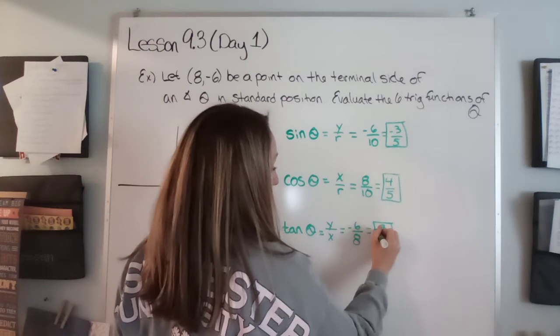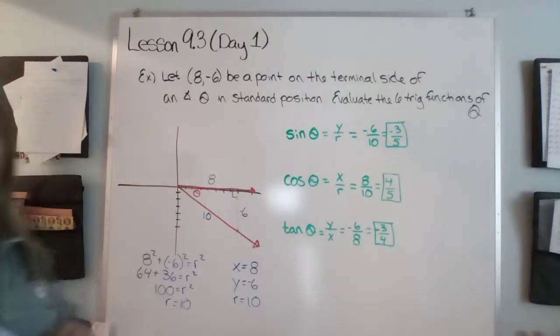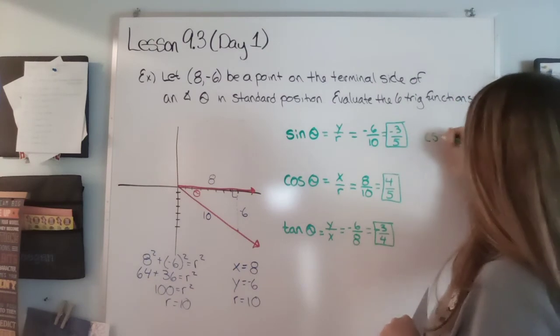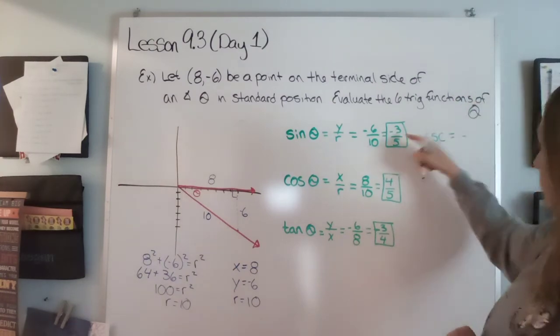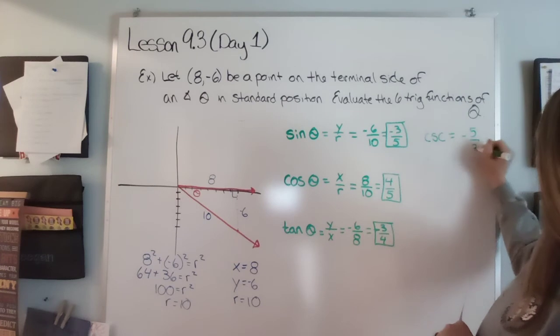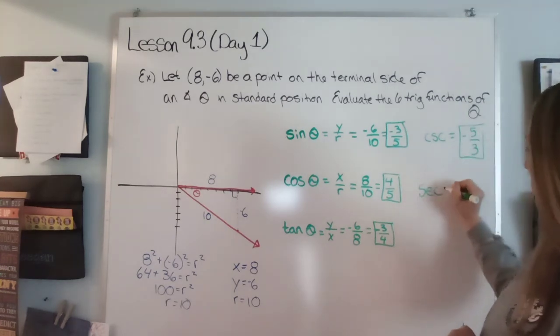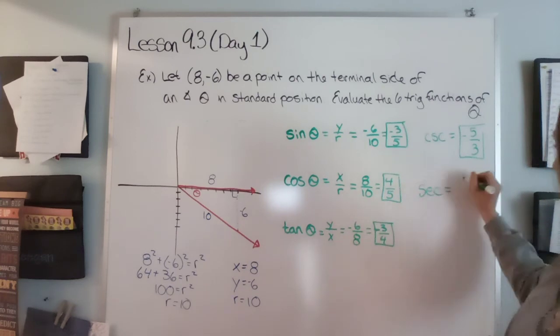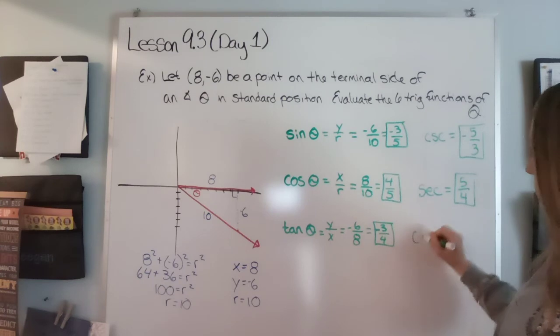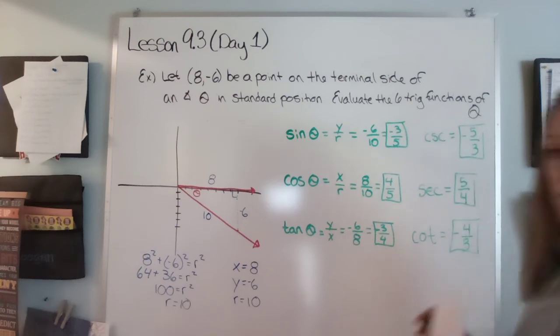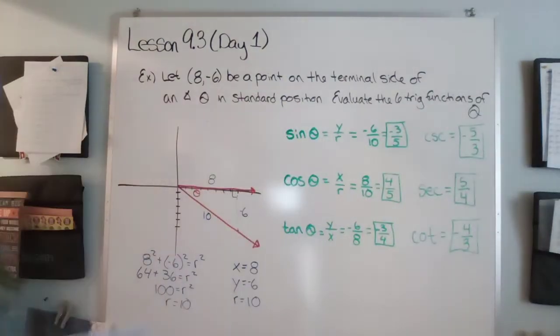Now, those are 3 of the 6. I need the reciprocals, right? So this is going to be cosecant, which is just the reciprocal, so I just flip it, -5 over 3. And then I'm going to have secant, which is the reciprocal of cosine, so flip it, 5 over 4. And then finally cotangent, again, reciprocal, flip it, -4 over 3. All right, and those are your 6 trig functions.